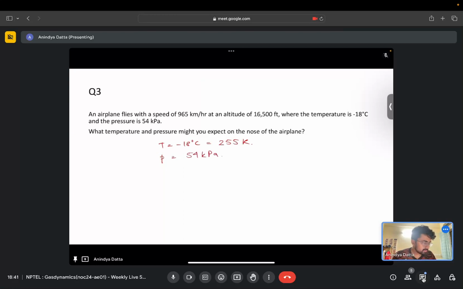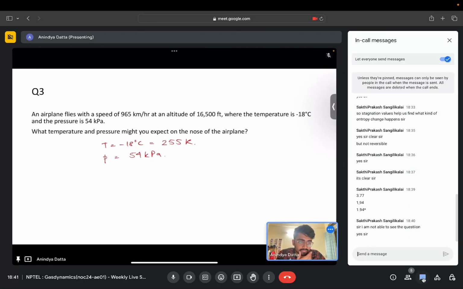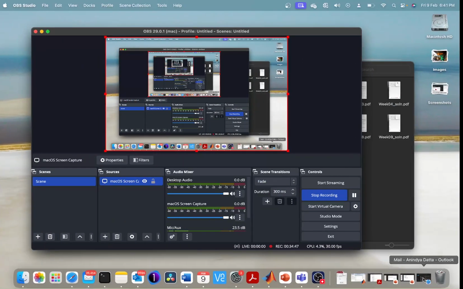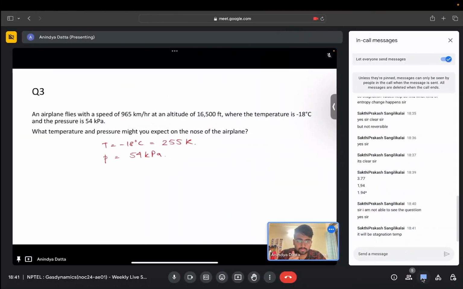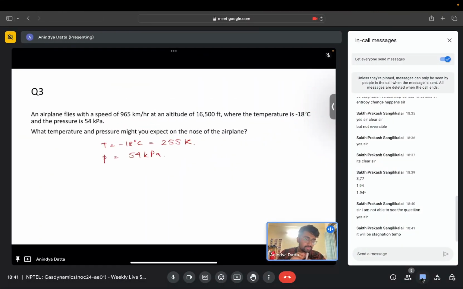So we have to find out what temperature and pressure might you expect at the nose of the airplane. So what will the temperature and pressure be at the nose of the airplane? How do we compute that? Yes, it will be the stagnation temperature.